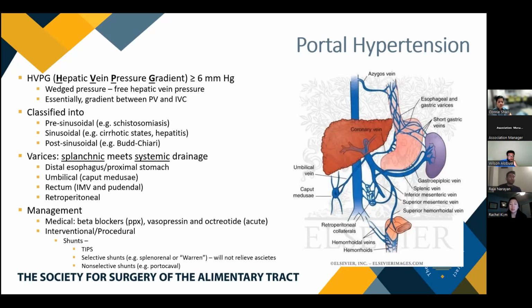And then there are non-selective shunts like the portacaval shunts. They are less common because they have a lot of side effects and detrimental sequelae for the patient, but they are there if need be, for example while you're trying to wait for transplant.